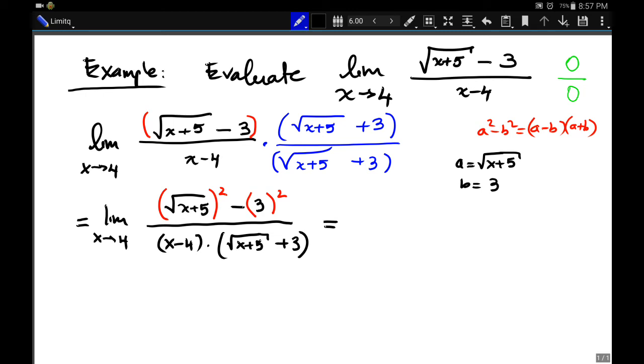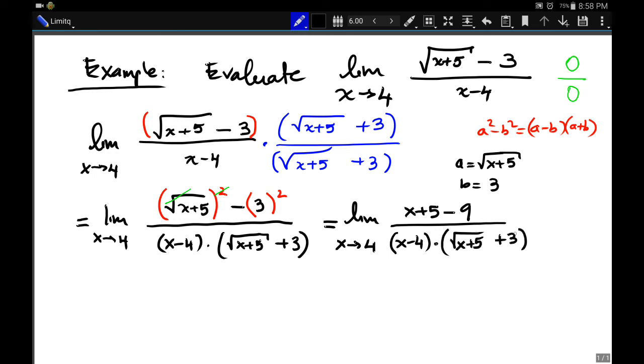Now what happens to the numerator here? Square and square root cancel, right? This and this cancel. So you are left with in here the limit as x approaches 4 of x plus 5 minus 9 divided by x minus 4 times square root of x plus 5 plus 3.